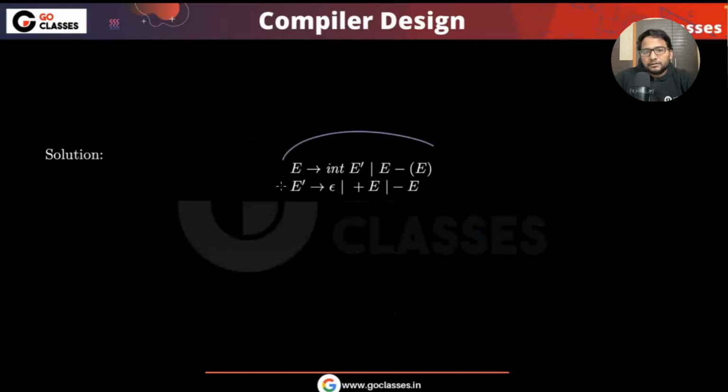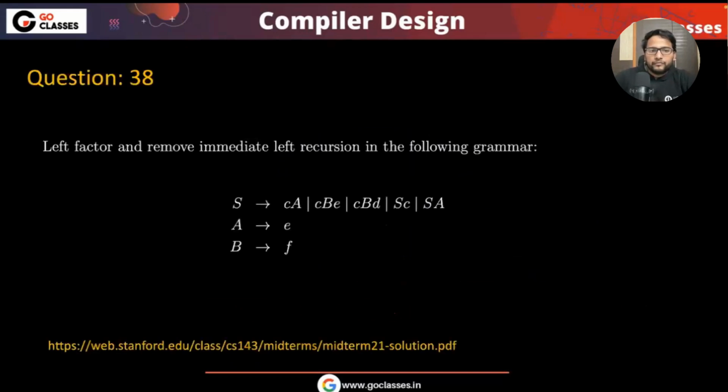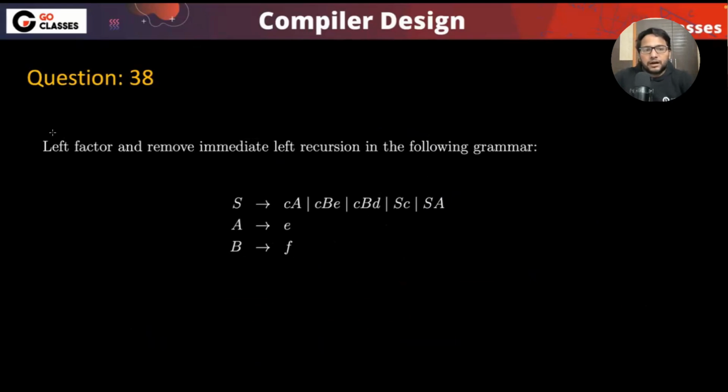See here, this is the answer. Now they are saying left factor and remove the immediate left recursion. So first you need to left factor this. This is from Stanford, and then you need to remove the immediate left recursion. Let's just see this quickly. Let's just left factor it and see how to left factor.